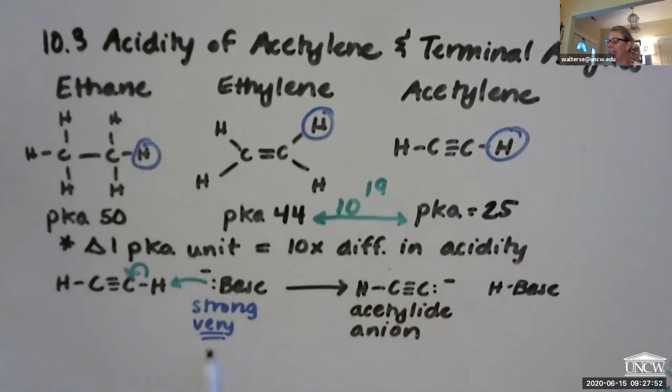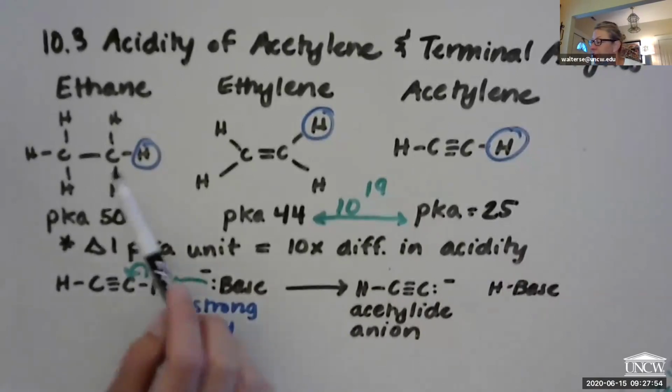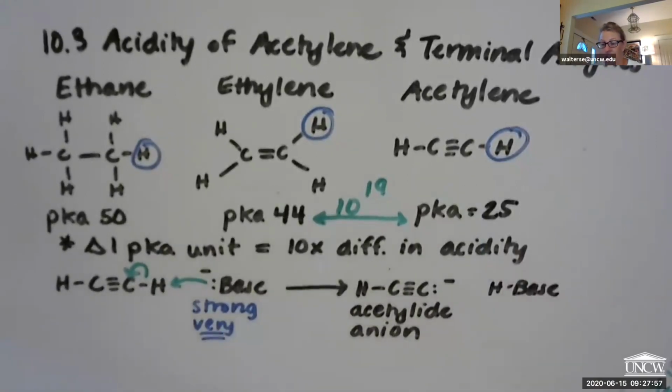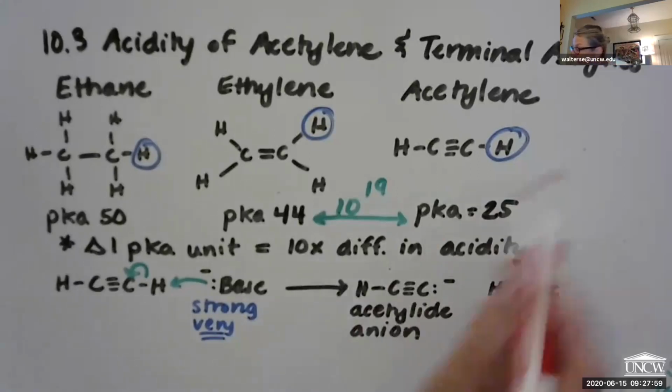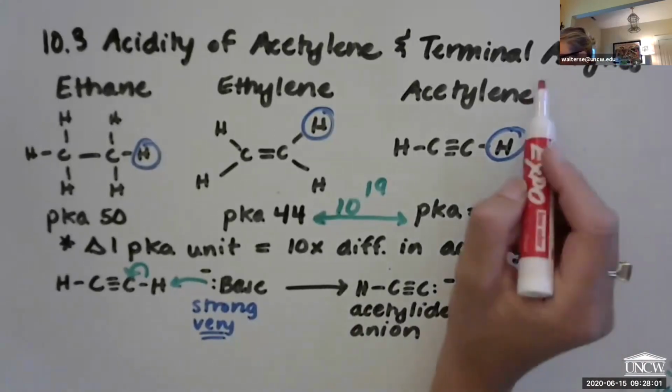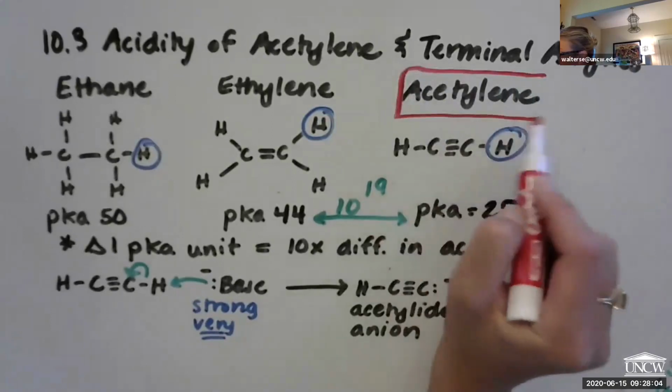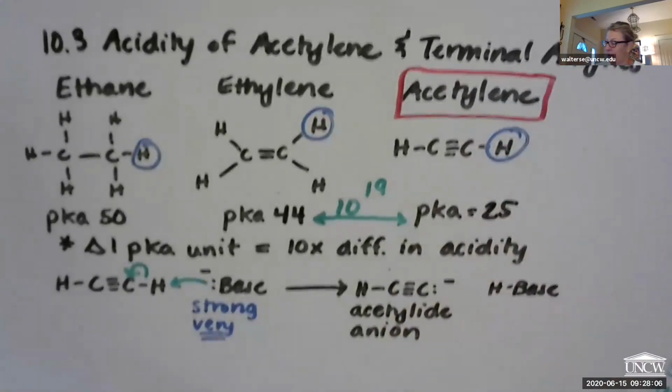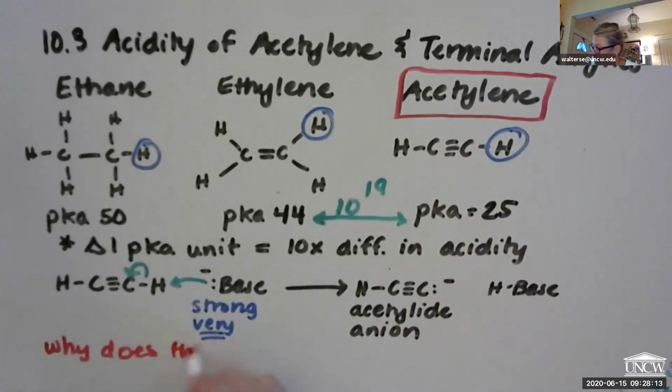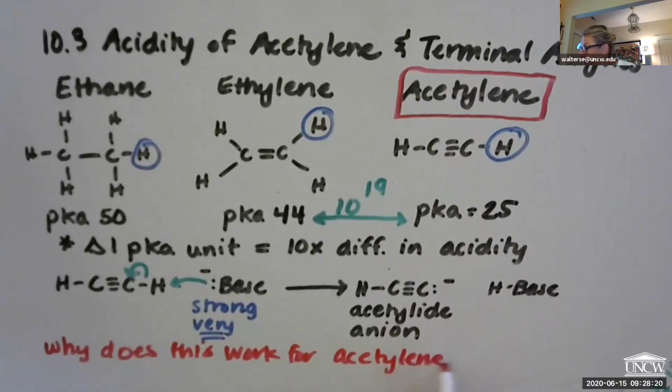Now you could write acid-base reactions for all three of these species, but the reaction is only synthetically possible using acetylene. So our question has to be, why does this work for acetylene or terminal alkynes and not alkenes and alkanes?